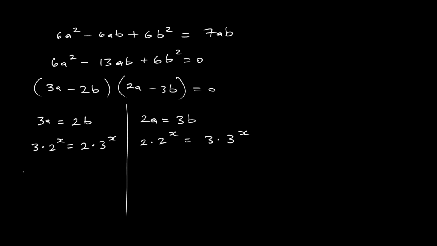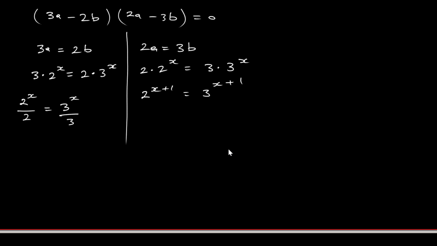So we'll be left with 2 to the x over 2 is equal to 3 to the x over 3. And on this side, these are just simply adding the powers. So this is just 2 to the x plus 1 is equal to 3 to the x plus 1. All right, so at this point, this is basically saying that 2 to the x times 2 to the negative 1 power. So this is just 2 to the x minus 1 is equal to 3 to the x minus 1. Okay, great. And seeing that these are prime bases, we could just equate the powers and solve.